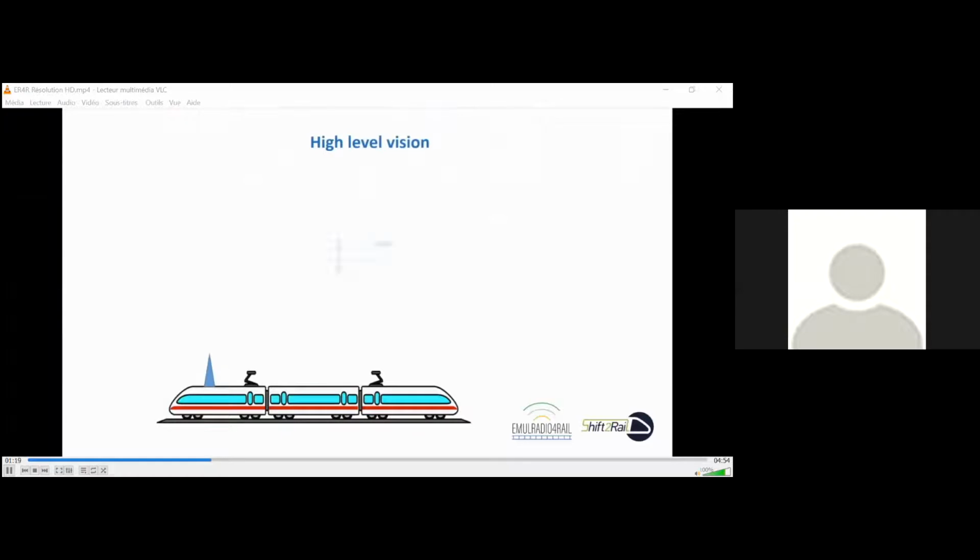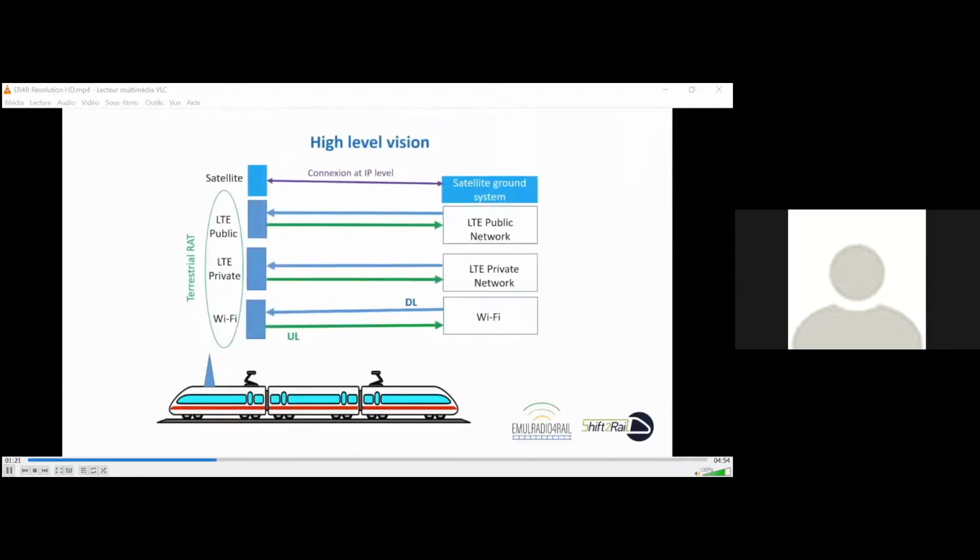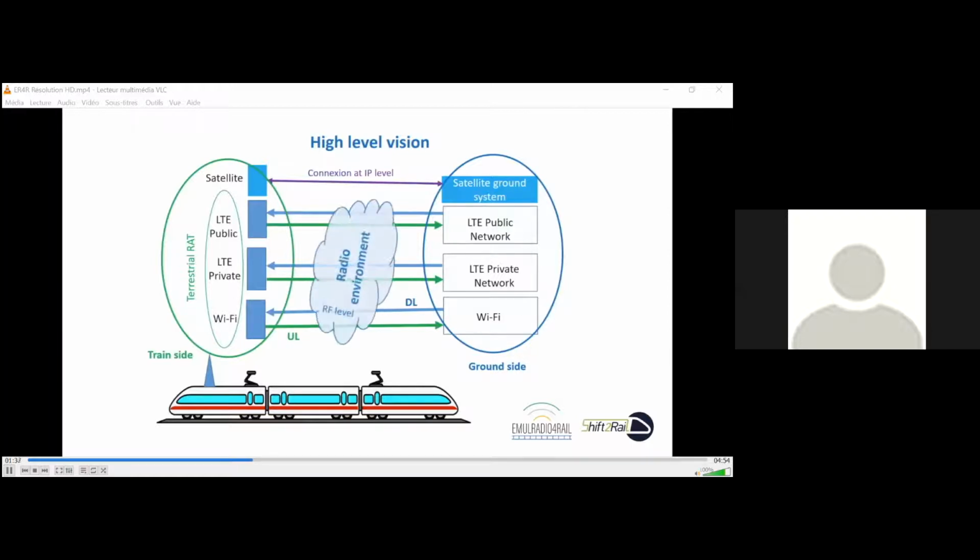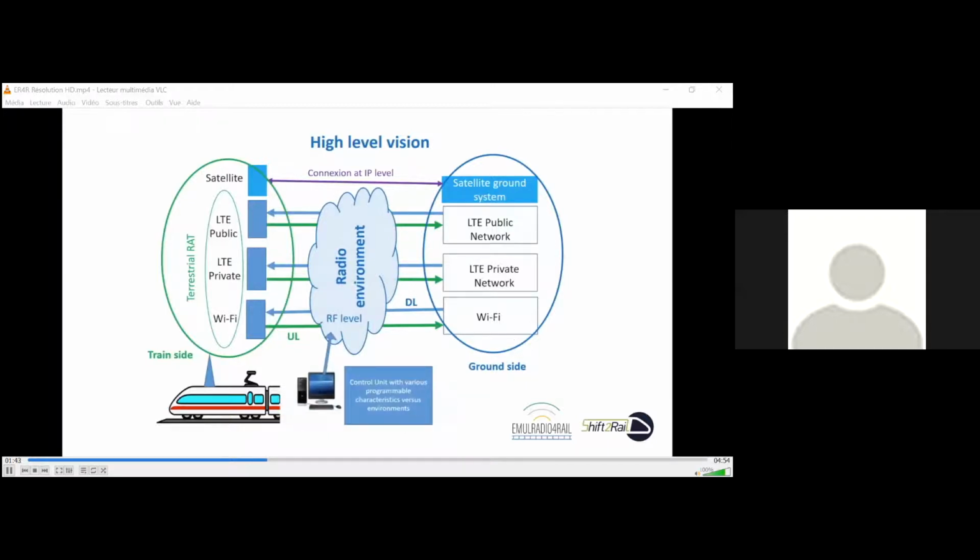To do so, we have developed a hardware and software platform for the test of new communication system prototypes. The aim of the Emulradio4Rail project is to emulate the complete link from the equipment on the train to the network on the ground, which corresponds to the uplink, and vice versa, that corresponds to the downlink, and then to mimic the real radio environment with a channel emulator.